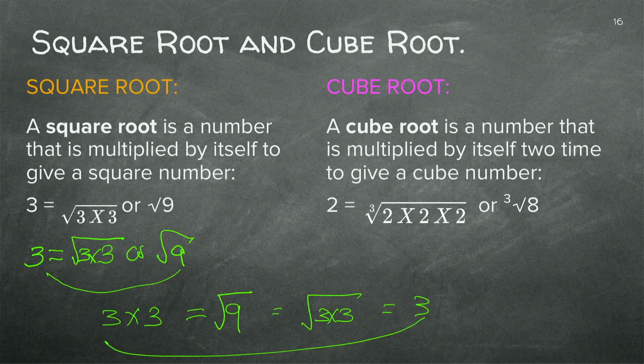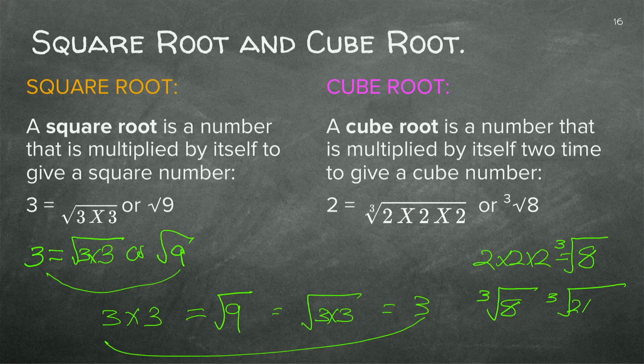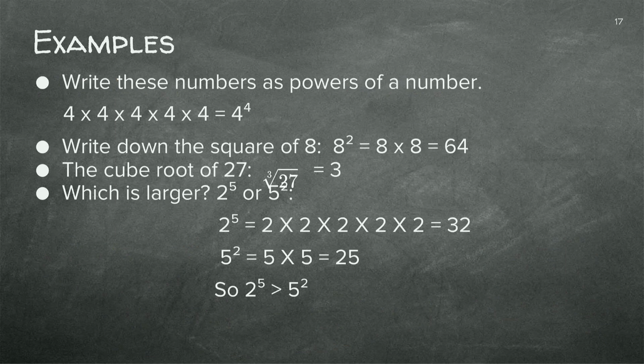The same with the cube. 2 times 2 times 2 will give us 8, right? The perfect cube. So if we want to find the cube root, we always put a 3 there. So the cube root of 8 will then be exactly that. The inverse, 2 times 2 times 2, and that will give us 2. Okay, right, let's do some examples. That's always the best way to do it.